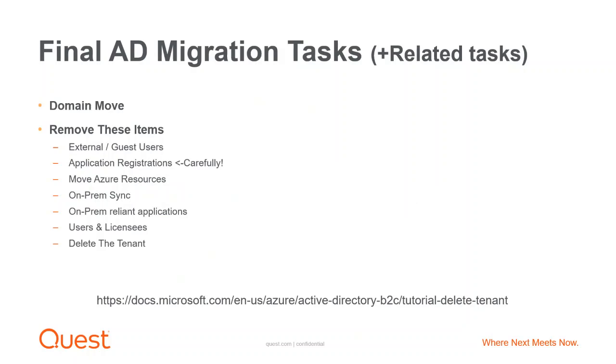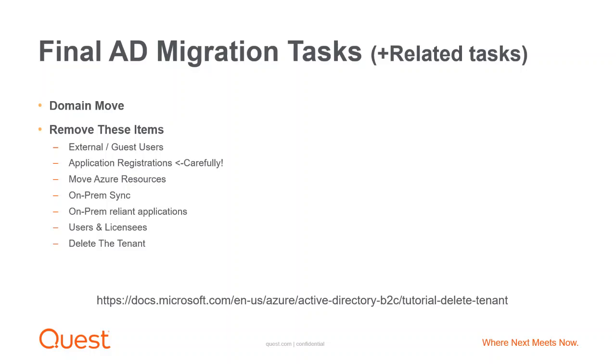We talked about some of these already. Then the final AD migration tasks. You also, as part of the cleanup, need to remove everything here. So as I mentioned in the deletion, be sure you follow the instructions. These are the instructions that are there. You need to remove all external and guest users, application registrations, ensuring that you got everything and everything's moved over. They're difficult to recover. There's some automation there, but still the secrets and things like that can be quite difficult. Move Azure resources. So if there are Azure resources out there, you've got to get them over to the new place.